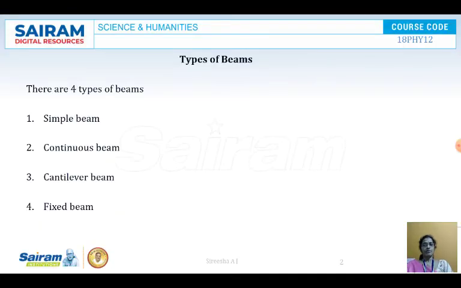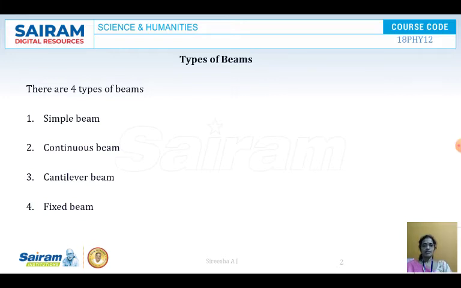Now, what are the types of beams? There are 4 types of beams: simple beam, continuous beam, cantilever beam and fixed beam. So there are 4 types of beams: simple beam, continuous beam, cantilever beam and fixed beam.